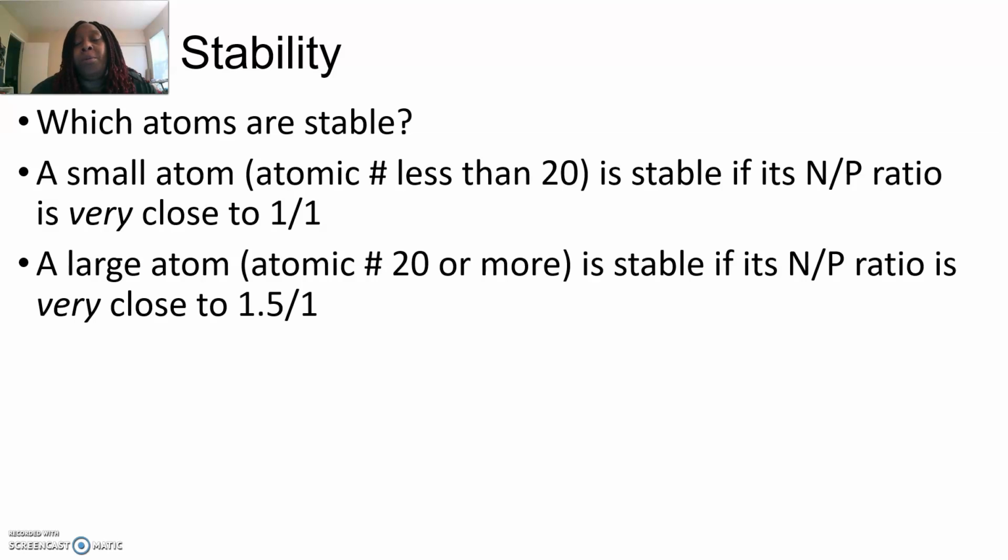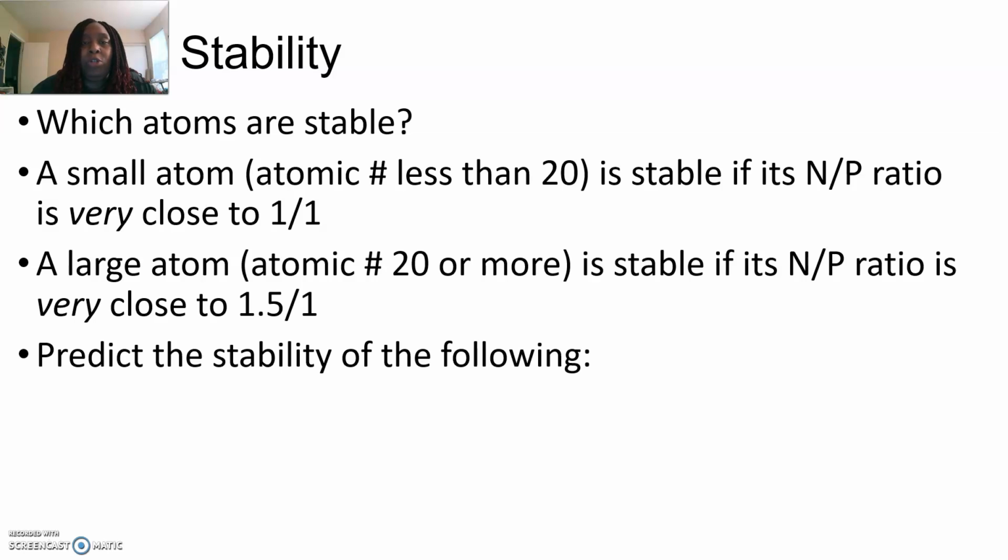More than the atomic number of 20, it's going to be a 1.5 to 1 ratio. So let's do some examples. Predict the stability of the following.